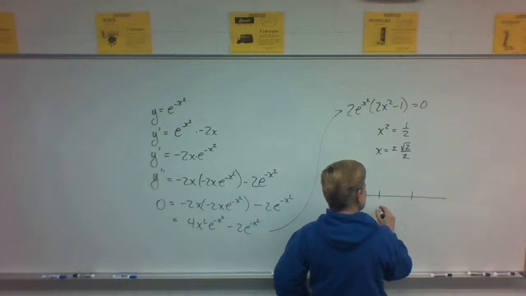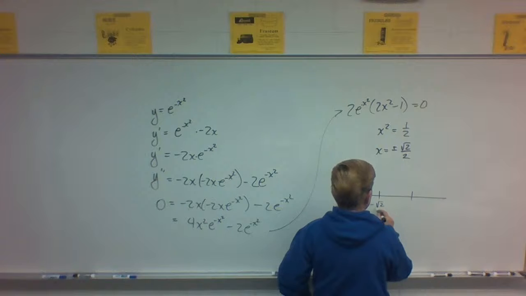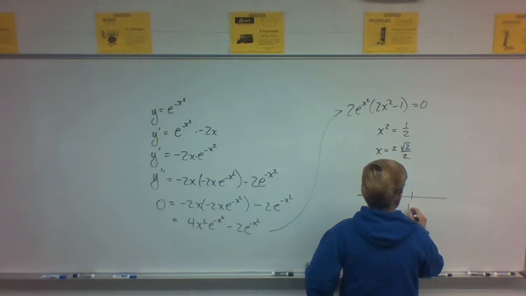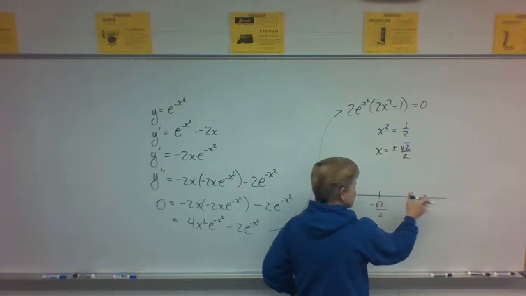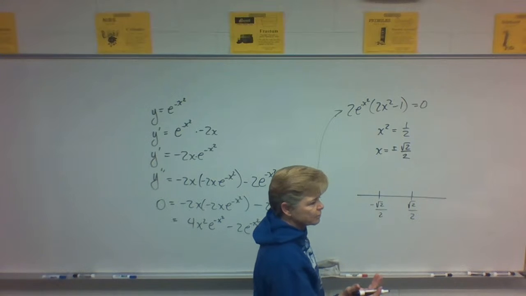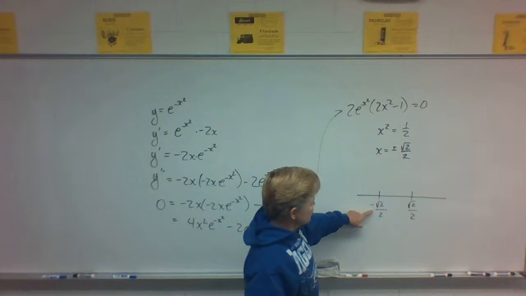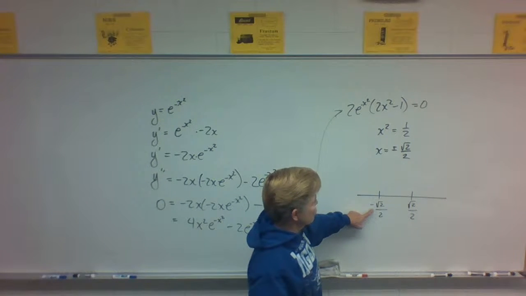So we put it on a sign chart, just like we did with the first derivative, and find out if it changes sign. Because if it changes sign, we've got inflection points there. Can you think of something to the left of root 2 over 2 that would be nice to plug in?